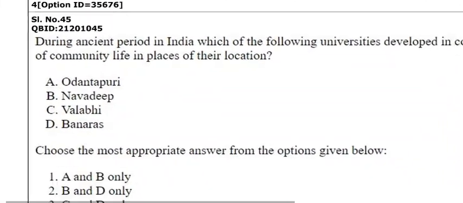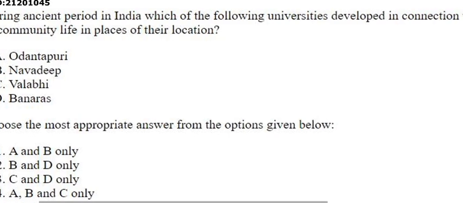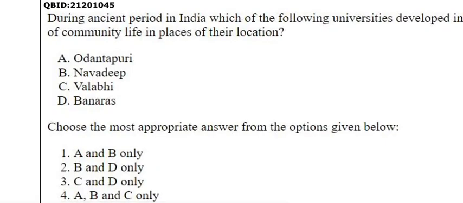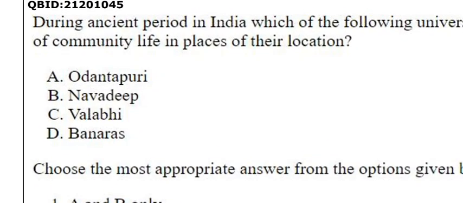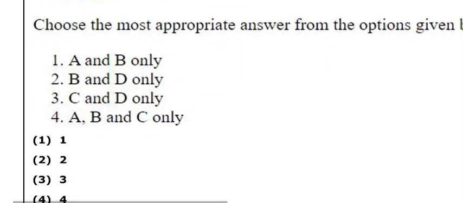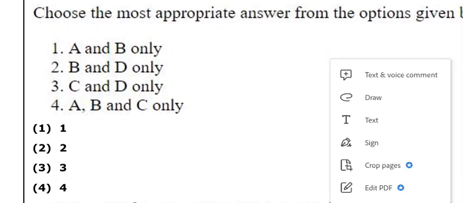45 says, during ancient period in India, which of the following universities developed in connection with temples and became centers of community life in places of their location? Odantapuri, Navadip, Bhalavi, Banaras. A, B, B, D, C, D, A, B, C. 45, it will be B and D.